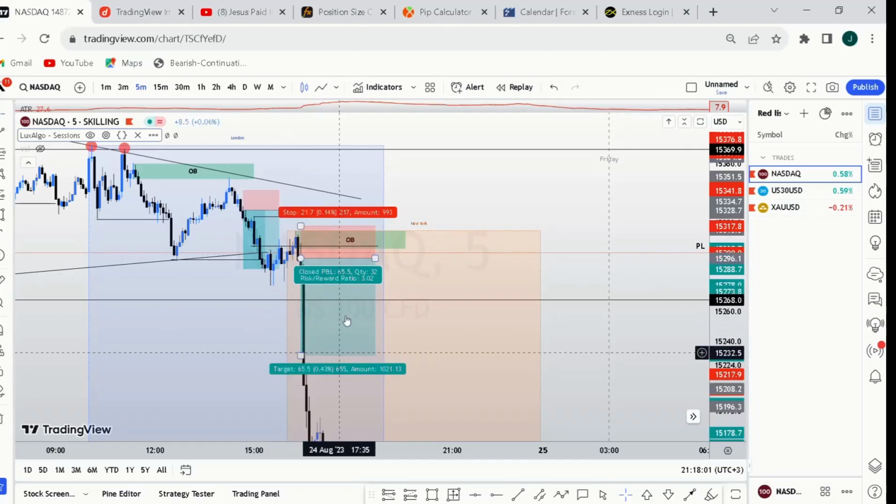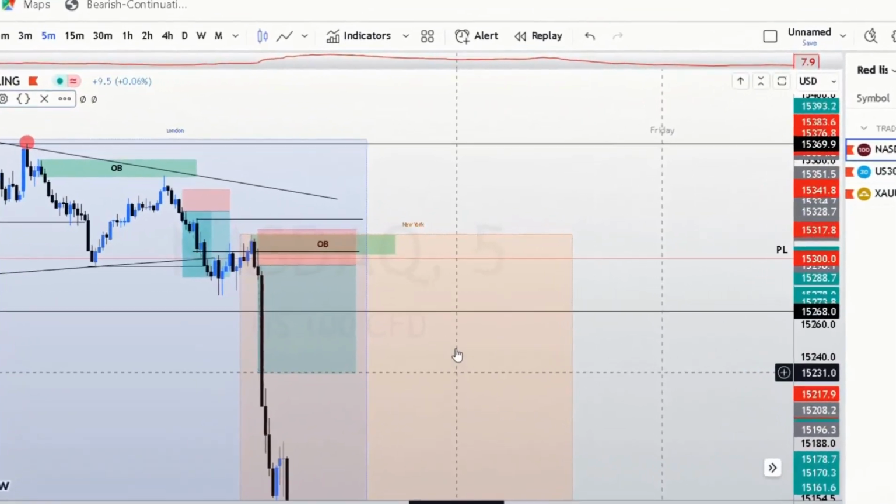Just took that trade and I was targeting 1, 2, 3. You can see how the market went all the way down, man.